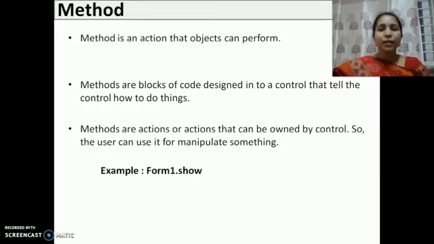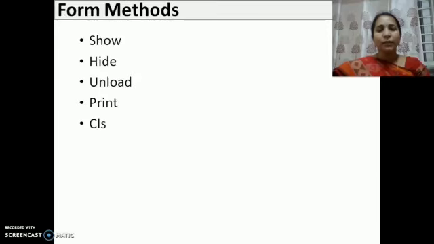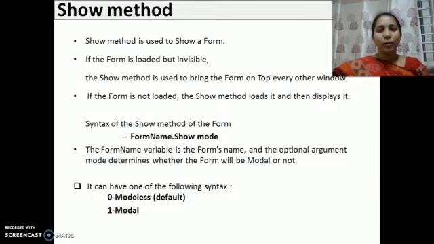Say for example, here we have written a method of form, that is form1.show. What is form1? Form1 is a control, the name of the form. After the dot, we have written a method, that is show, which is a method of a form. So this is about the method. Form has different methods like show, hide, unload, print and CLS. Let's study one by one.